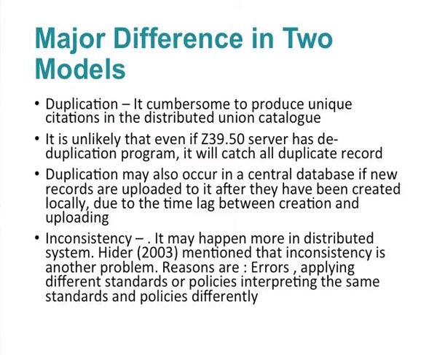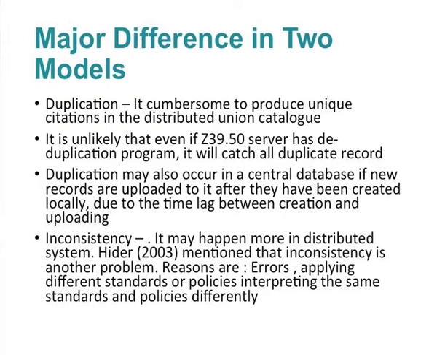So, cumbersome to produce unique citation in distributed union catalog is one major problem if you compare these two models, and apart from that, it is unlikely that even if a Z39.50 server has a deduplication program, it will catch all duplicate records. That is another problem, because removing the duplication is imperative, and if the Z39.50 deduplication program does not catch those duplicate records, it will become a problem, and lots of irrelevant data will be added into the catalog.